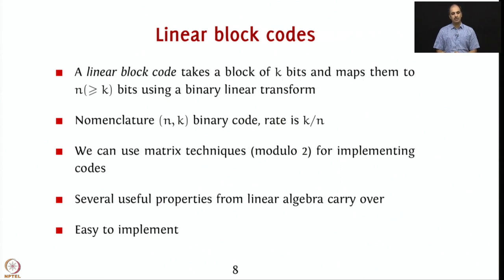To implement these, we can use matrix techniques because it's a linear code. You will see that we can actually implement these using matrix multiplication with modulo 2 addition, of course. There are several useful results from linear algebra, for example, those of vector spaces, that come in handy. While we will not discuss these in detail, I will mention some useful properties as and when required so that it becomes easy for you to understand. Finally, because these are bits operating on a field consisting of 0 and 1, the addition and multiplication operations are respectively XOR and AND, and therefore these are easy to implement using logical gates or even in software very, very efficiently.